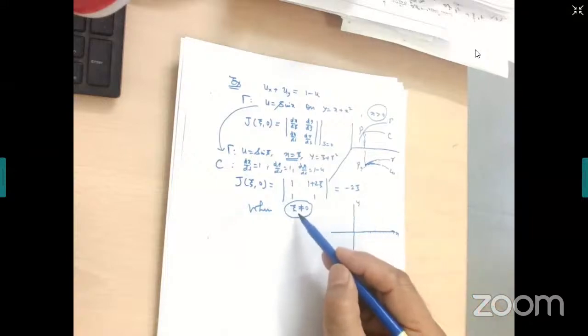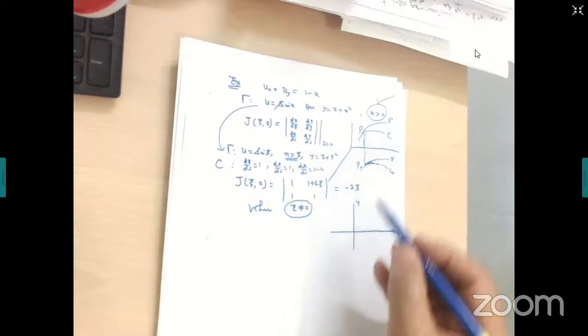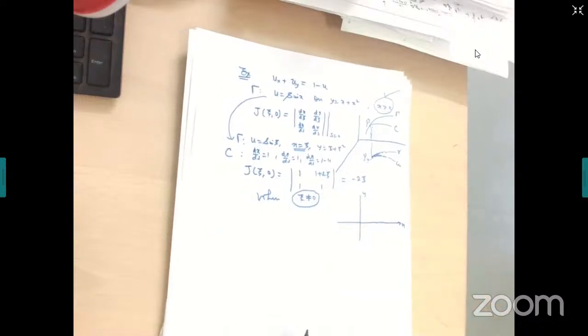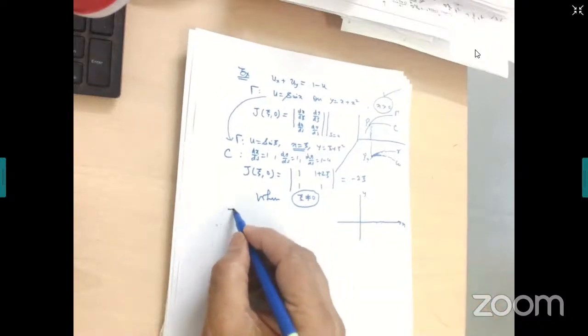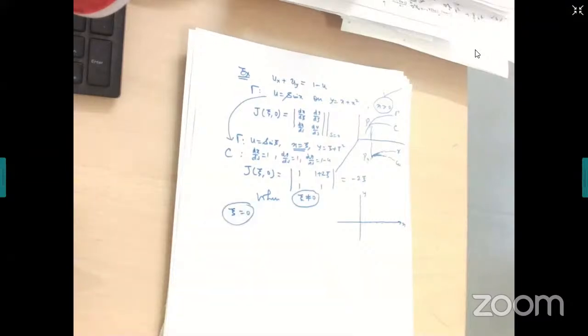If xi is from 0, it could be negative or positive, but this condition ensures that x is positive; the solution exists only for x positive. All right. What happens when xi is equal to 0? Can we investigate what happens when xi is 0?